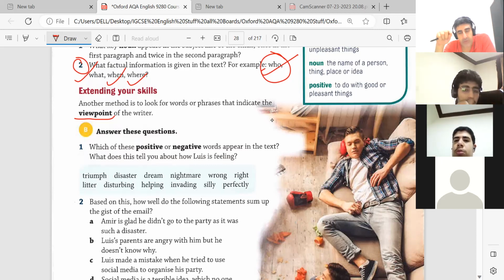Another way to understand the main point or the author's point of view is to focus on what? Which words he used to show his feelings, to show his attitudes. Okay? Now, in this question, exercise B, as you see, you have a group of words. Try to divide them into groups, positive and negative. I'll give you 1 minute. Let me see which words indicate positive feelings and which words indicate negative feelings. Is it clear?